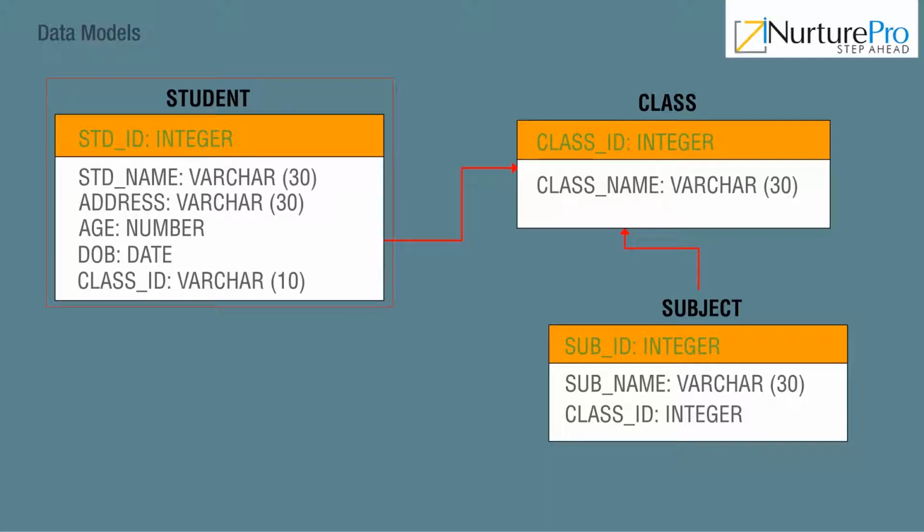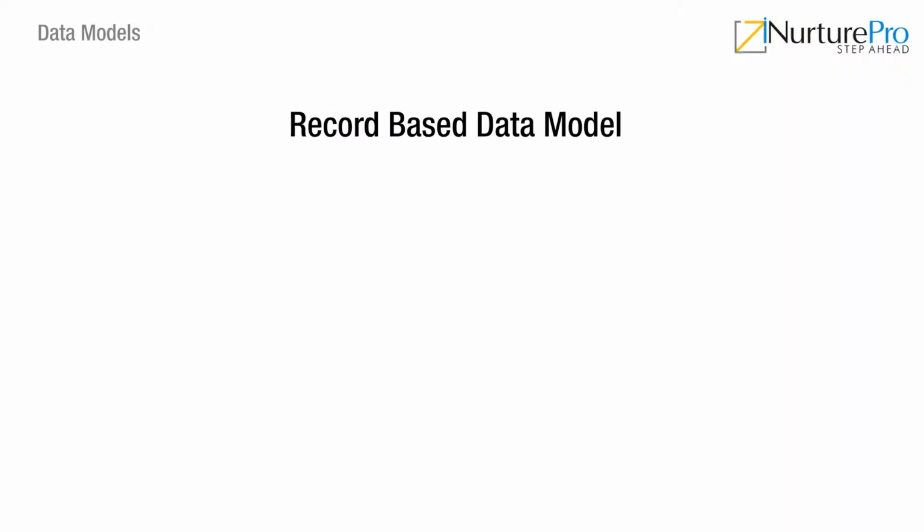Also, if you look at the student table and subject table, they are related to the class table. Therefore, class table is the parent table for both of the tables. Another type of data model is record-based data model.